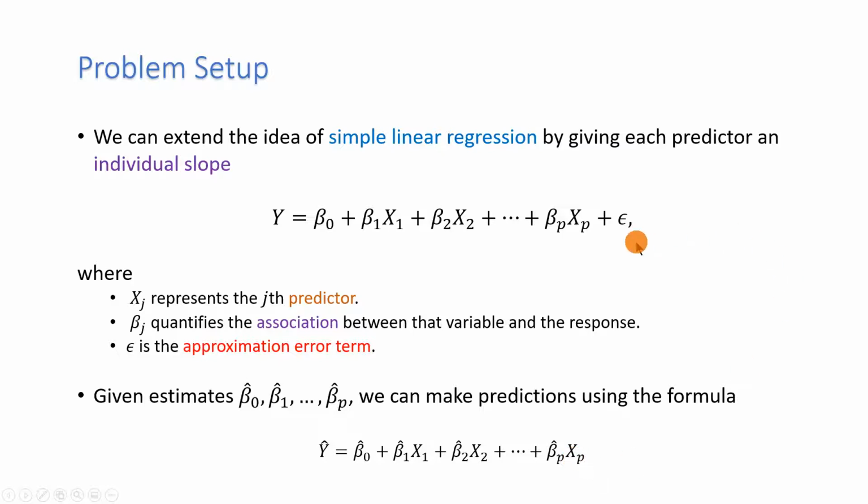So you can see that the only difference between multivariate linear regression and simple linear regression is that here we have p predictors and p slope coefficients. And you can consider simple linear regression as the special case of a multivariate linear regression problem with p equals 1. Okay?